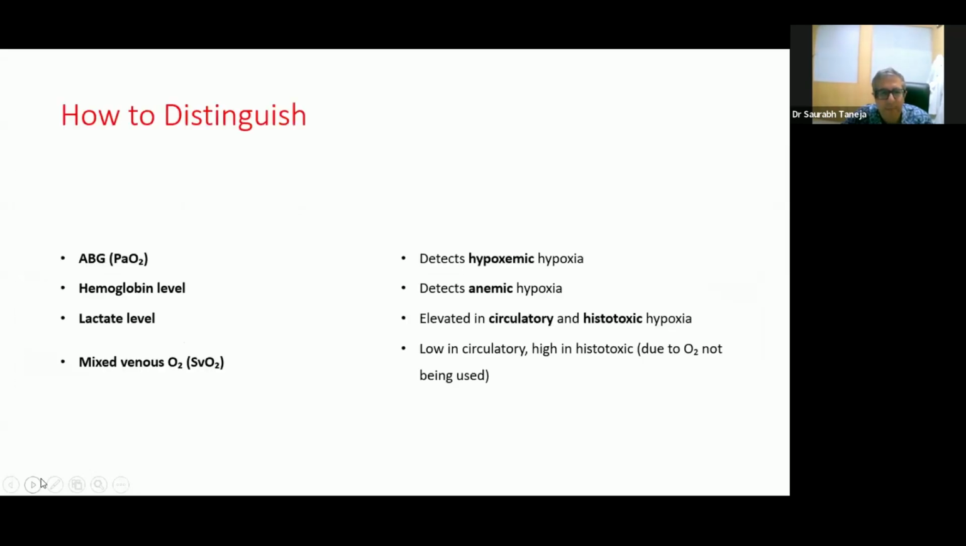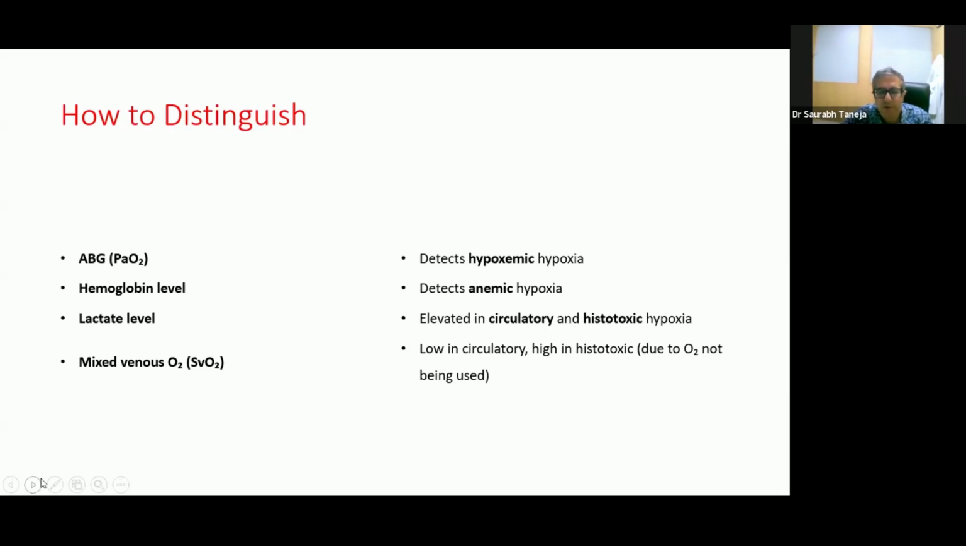So how do you distinguish between them? If you have a patient, how will you distinguish between them? You rule them out one by one. You check the hemoglobin level to detect anemic hypoxia, and you check the PaO2 to detect hypoxemic hypoxia. When you rule these out, there are 2 left, circulatory or stagnant hypoxia and histotoxic hypoxia. Lactate levels are increased in both of them because of anaerobic metabolism.